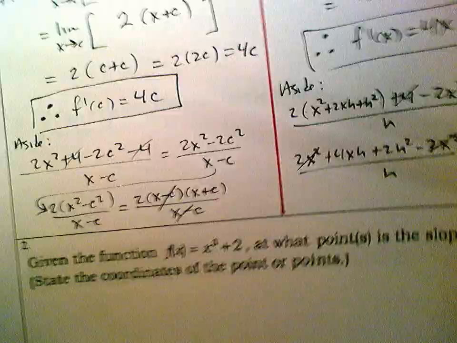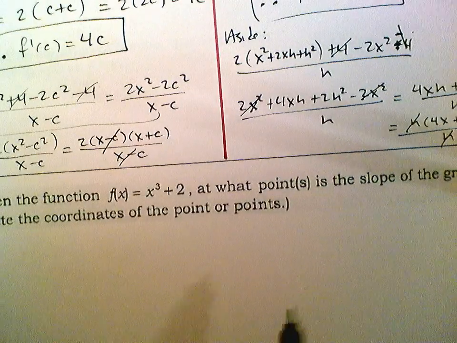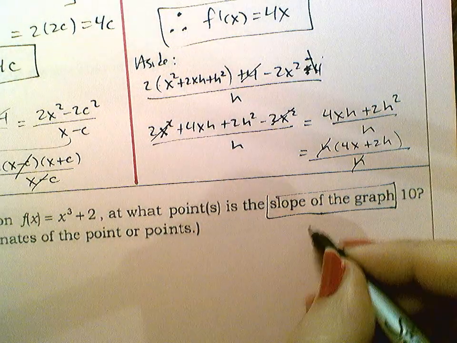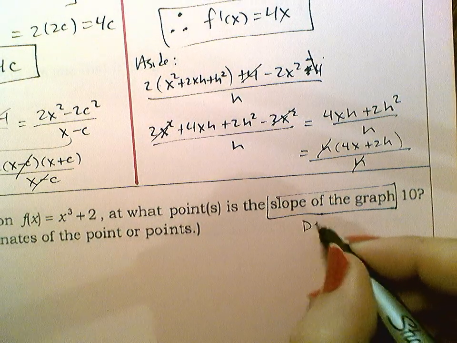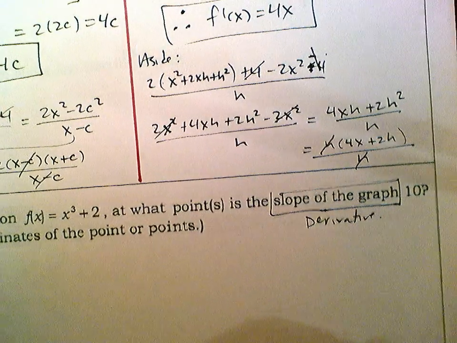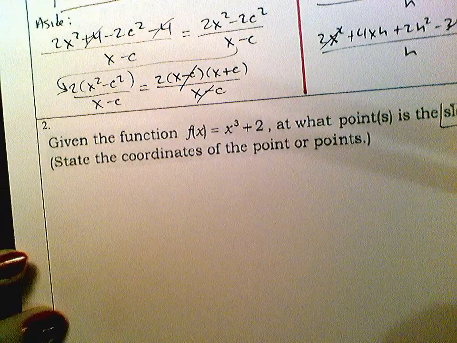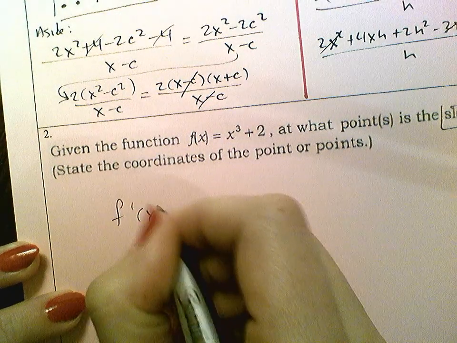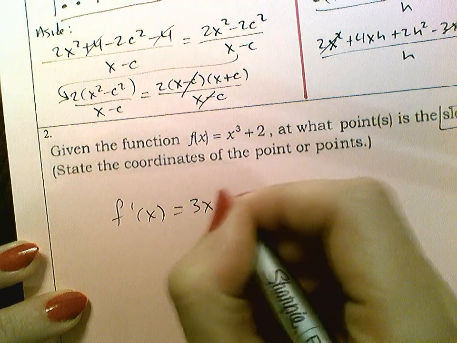Okay, number 2: given this function, at what point or points is the slope of the graph 10? This is the derivative. So I've got to take the derivative and set it equal to 10. So I've got f prime of x is equal to 3x squared.